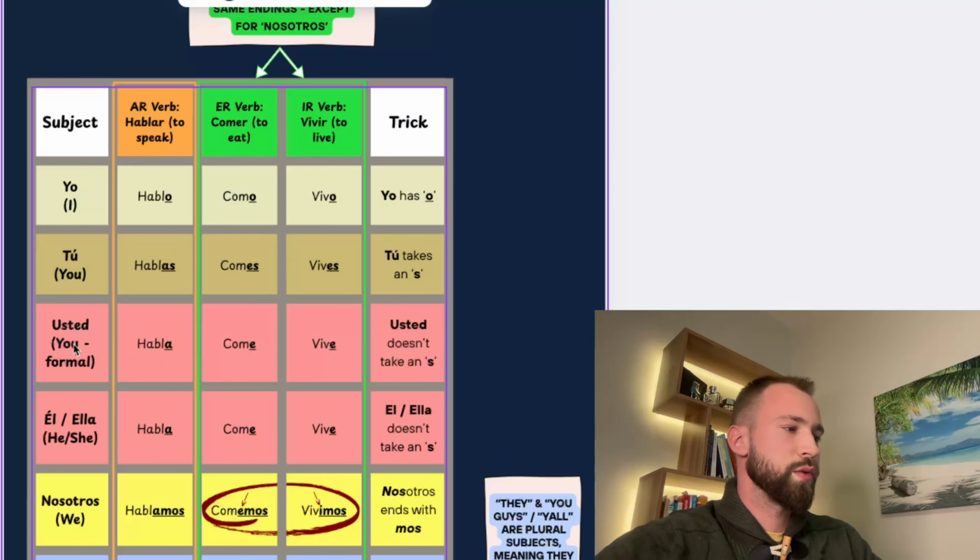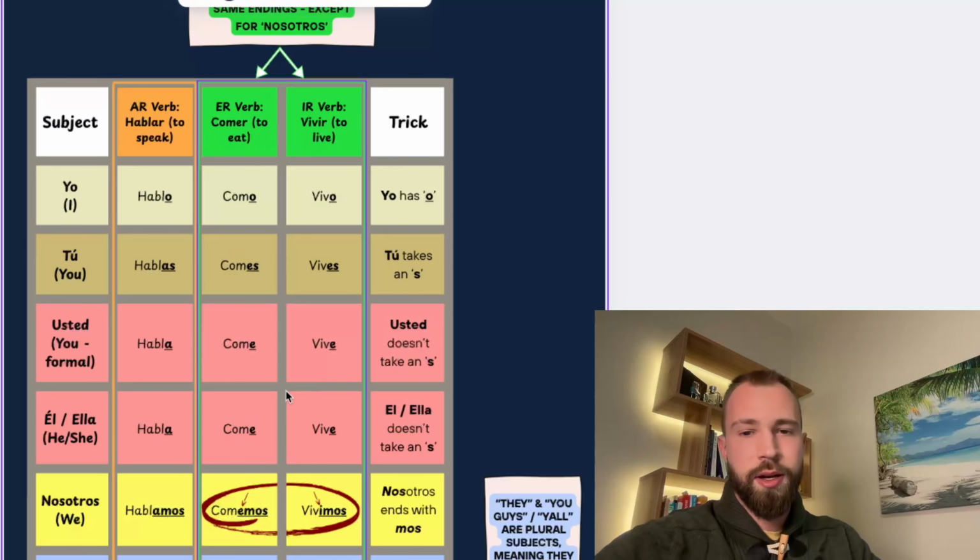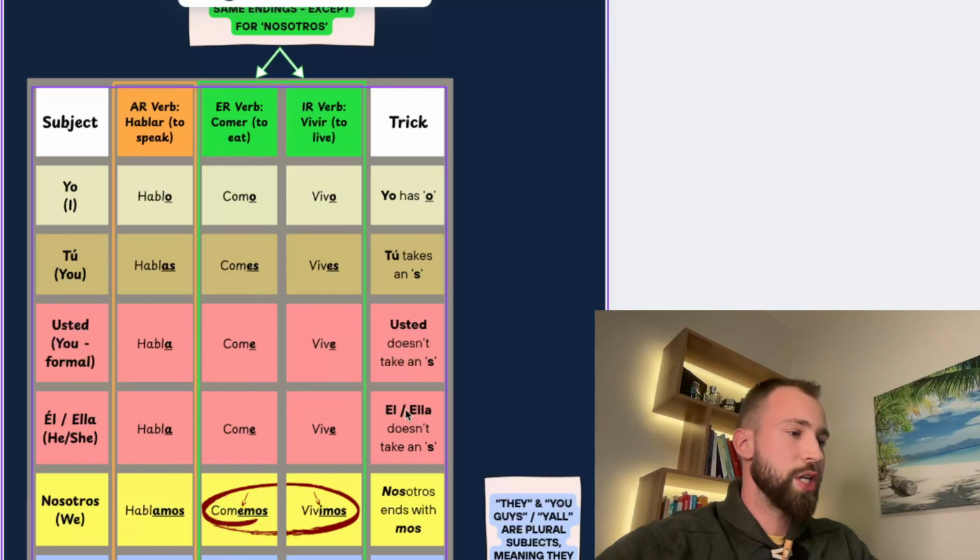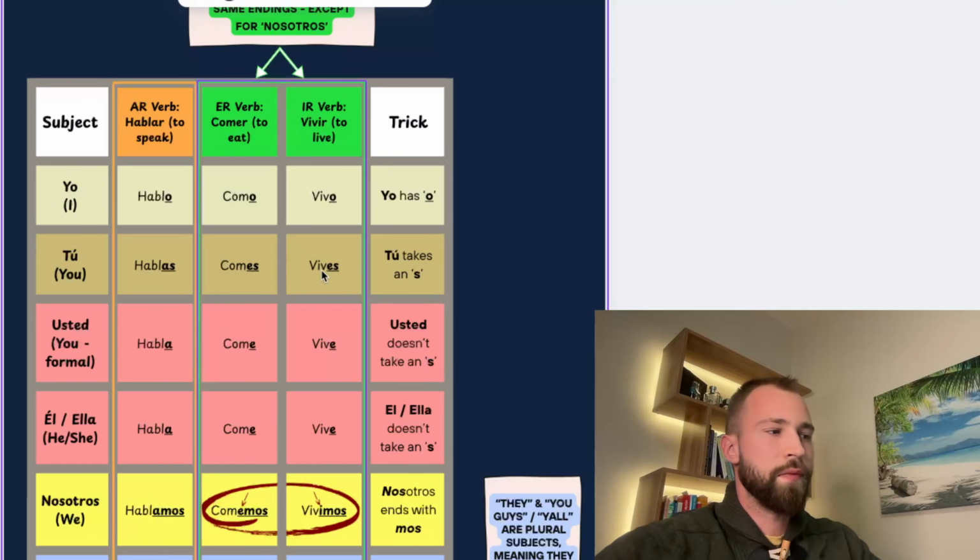As you can see here, usted and él, ella, which is you, formal, and he, she, they're colored the same because they have the same conjugation. So he, she doesn't take an S. So you take that vives and make it a vive without the S. Comes, come. Hablas, habla.